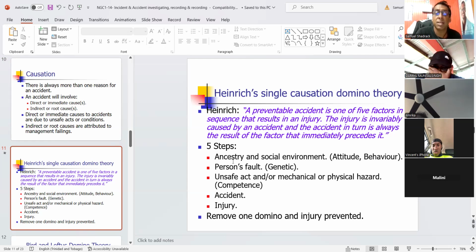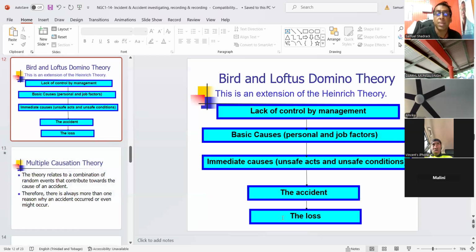He said part of it was due to ancestry and social behavior, attitude and behavior. Some of it could have been the person's fault, which he said was genetics, unsafe acts and or mechanical or physical hazard. You have the accident and you have the injury. Remove one domino and the injury can be prevented.